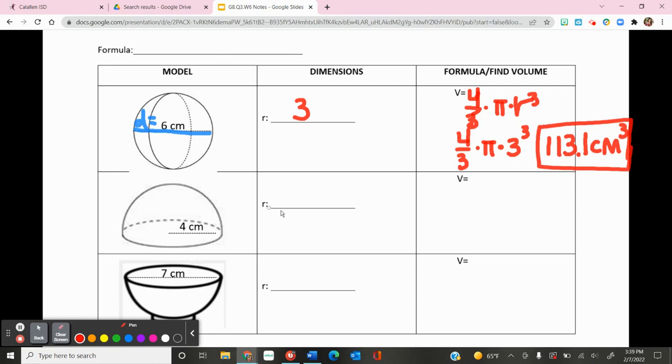We have a hemisphere. So first we need to go ahead and label the radius. So here, this line only goes halfway across. So this is 4. Now notice how I said hemisphere. So this is half of a sphere. So whatever answer we do get in the end, we will have to divide by 2. Now again, the formula for volume of a sphere is 4 over 3 times pi times radius cubed. Now we're going to go ahead and plug in our information. So we have 4 over 3 times pi times our radius, which is 4 cubed.